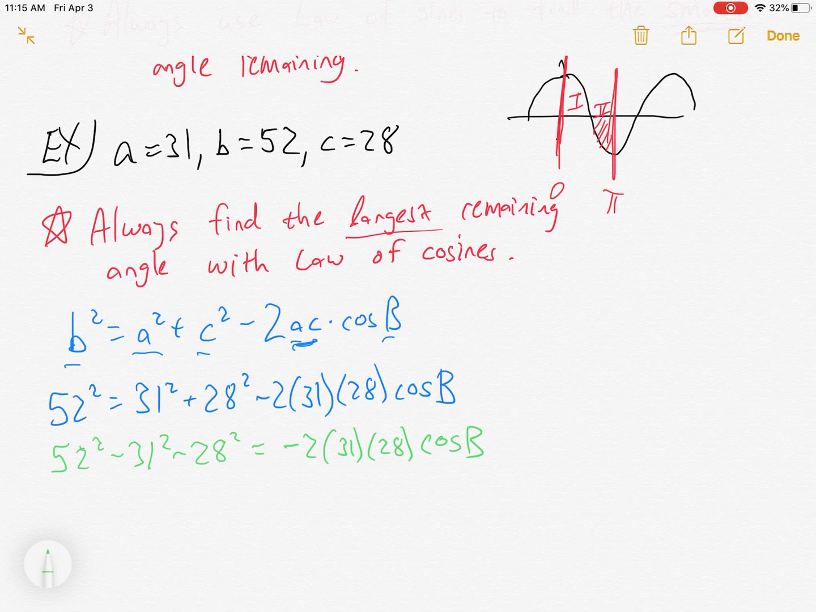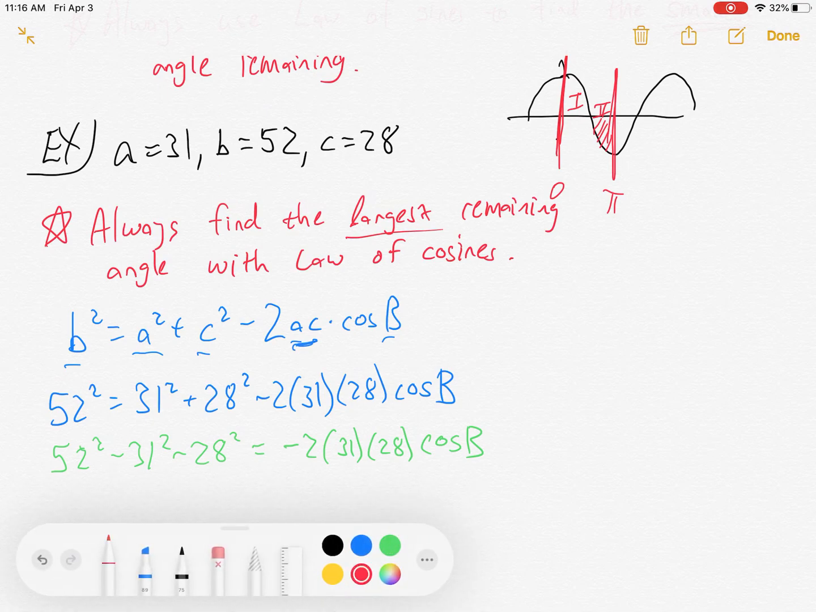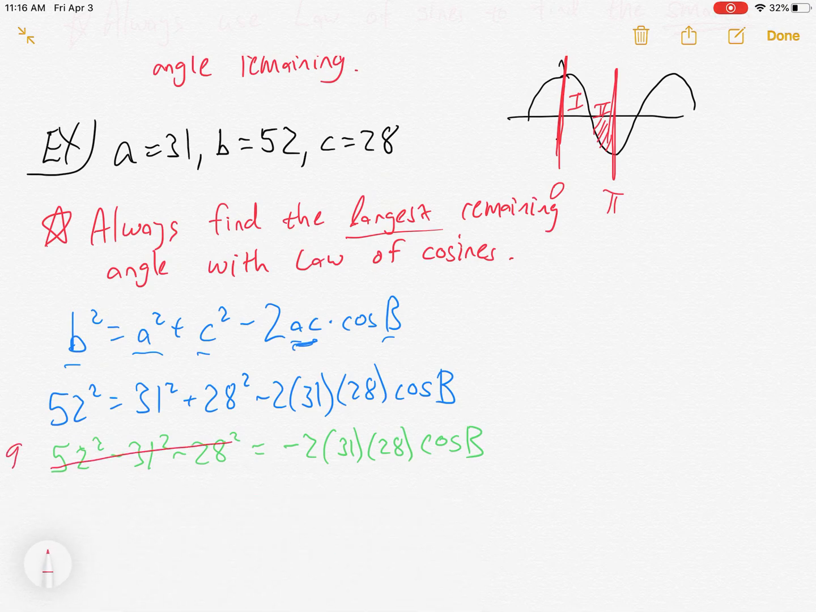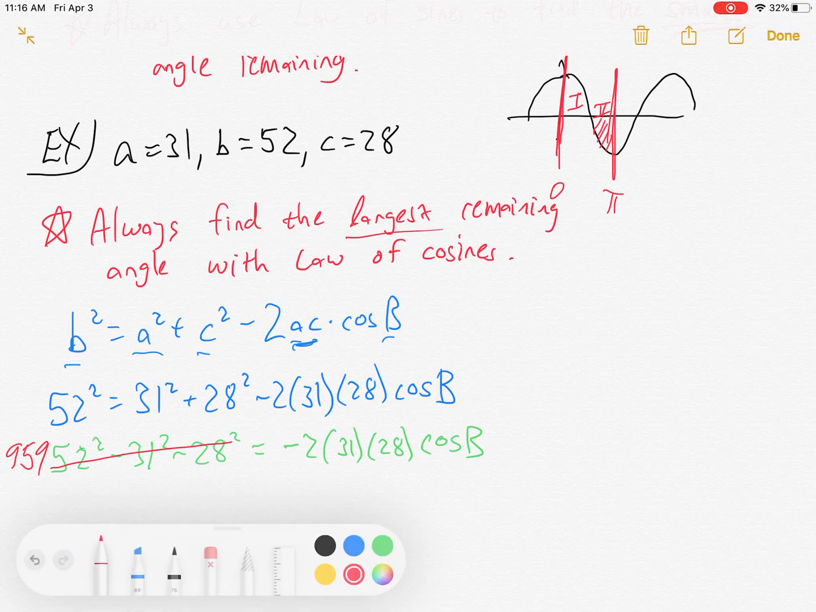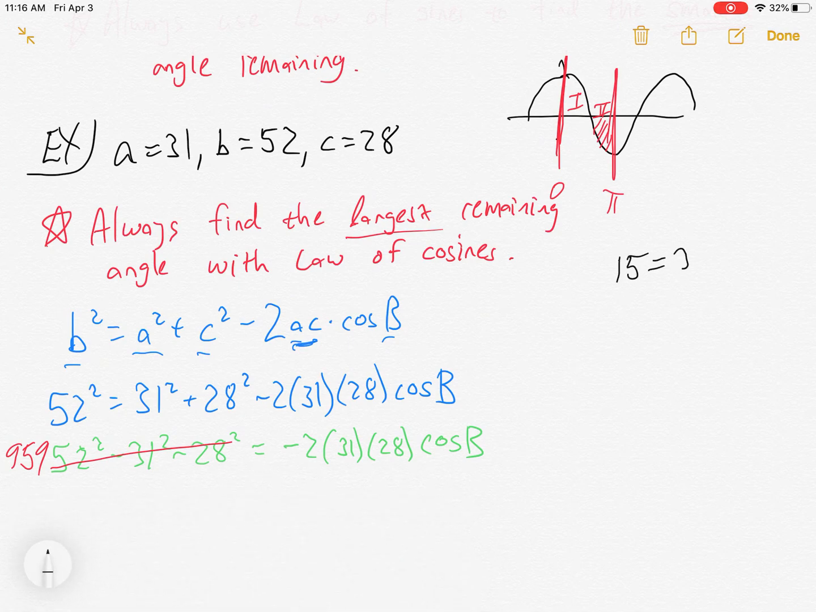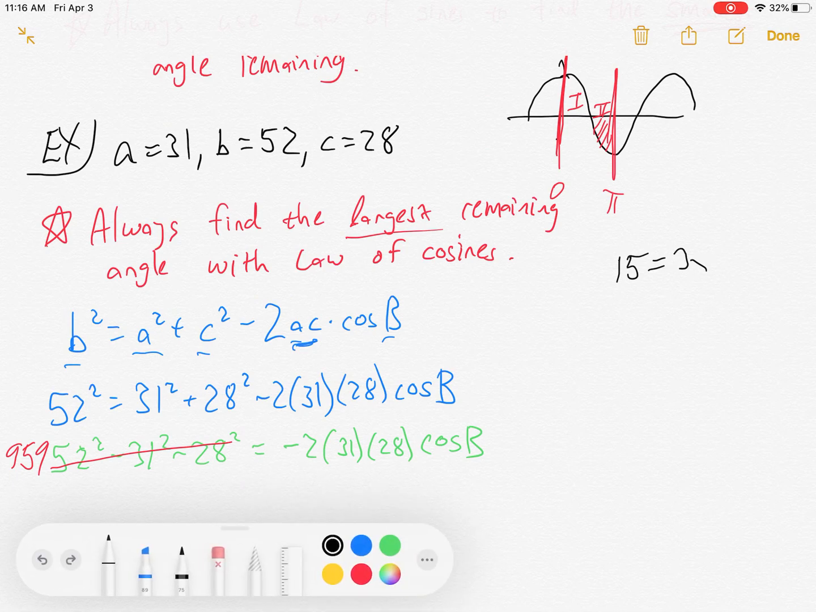So you could put that in your calculator. I guess I'll go ahead and do that real quick. 52 squared minus 31 squared minus 28 squared. And that is 959. Then what? Well, this reminds me of doing a problem like this. You know, back in the old days, you're doing a problem like 15 equals 3x. That's basically what we have.